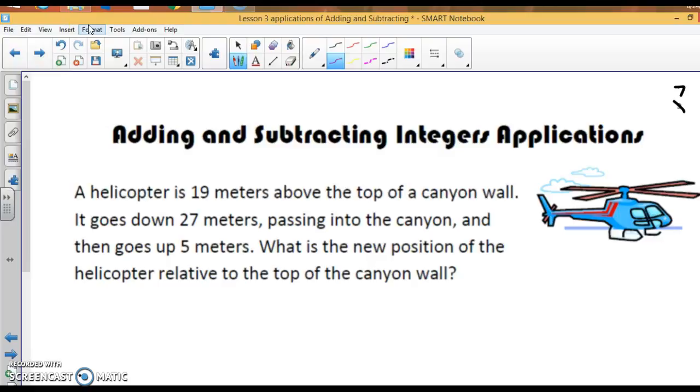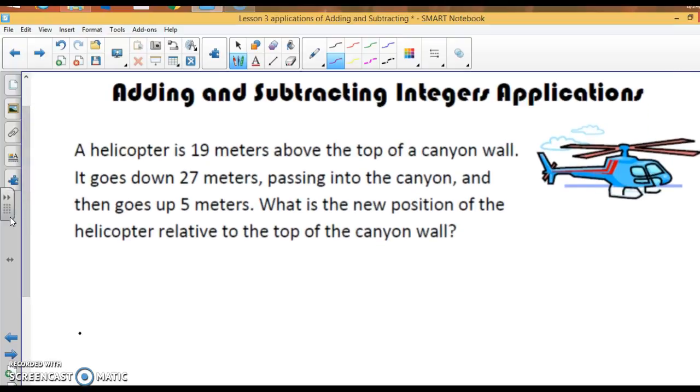All right. Today, we are talking about some applications of integers. Let's read the problem. A helicopter is 19 meters above the canyon wall. It goes down 27 meters, passing into the canyon, and then goes up 5 meters. What is the new position of the helicopter relative to the top of the canyon wall?